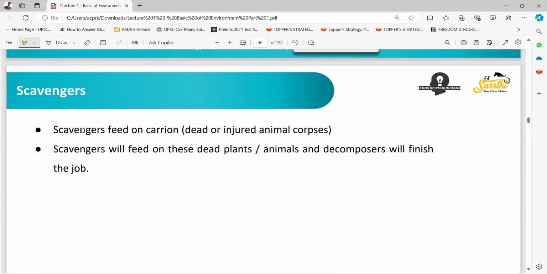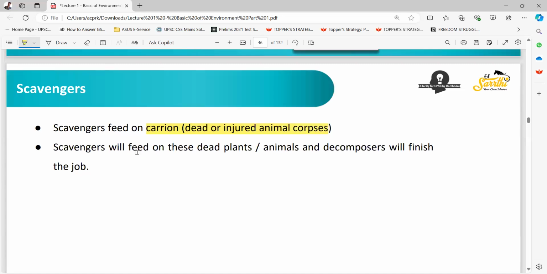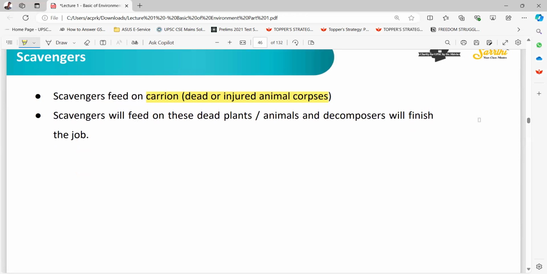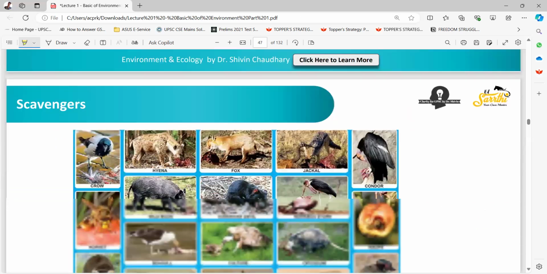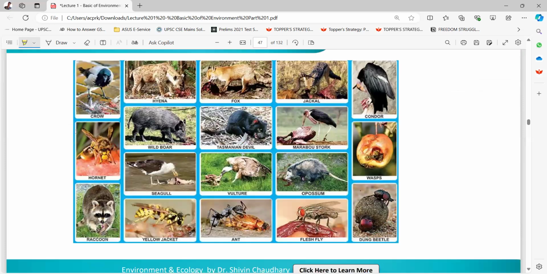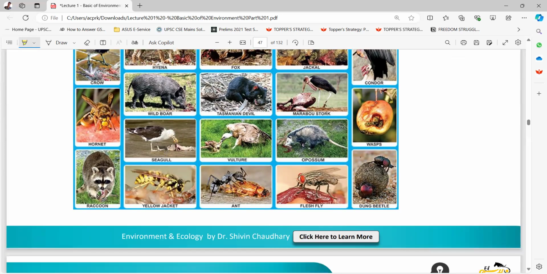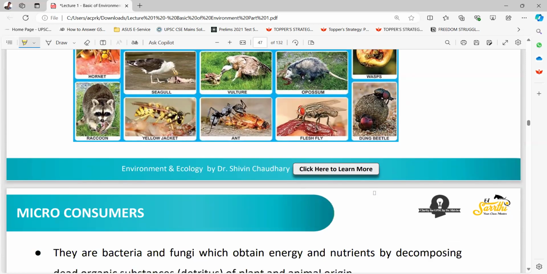Okay, scavengers. Scavengers feed on carrion, dead or injured animal corpses. Scavengers will feed on these dead plants or animals, and decomposers will finish the job. Scavengers are crow, hyena, fox, jackal, condor, hornet, raccoon, wild boar, Tasmanian devil, marabou stork, wasps, seagull, vulture, opossum, yellow jacket, ant, flesh fly, dung beetle.